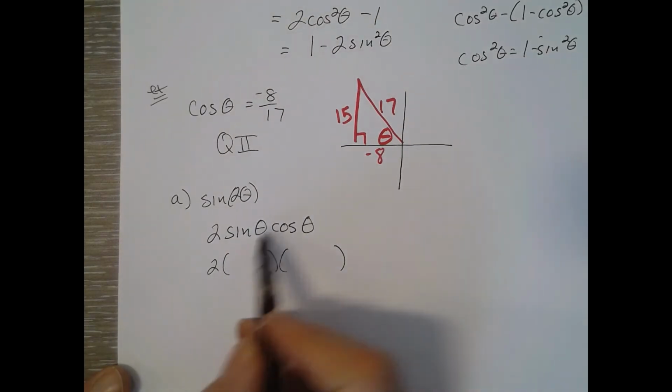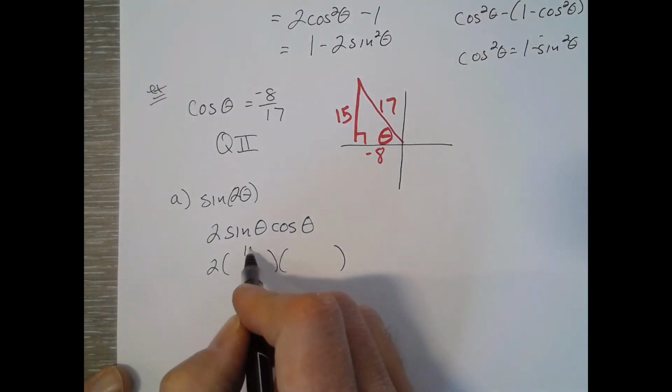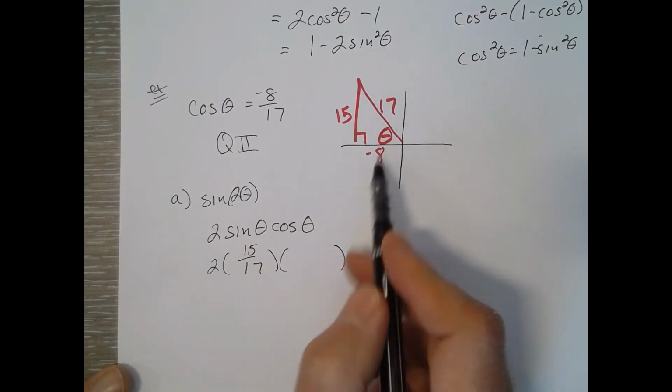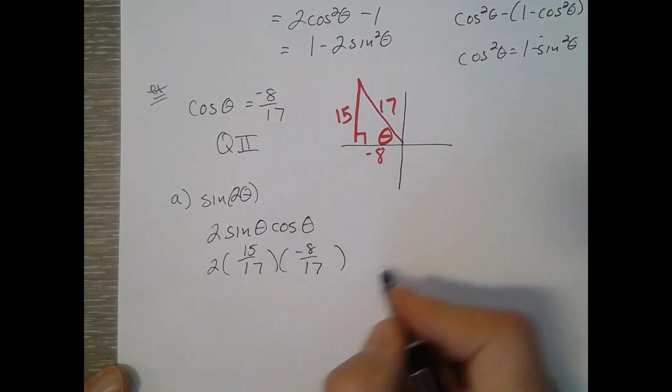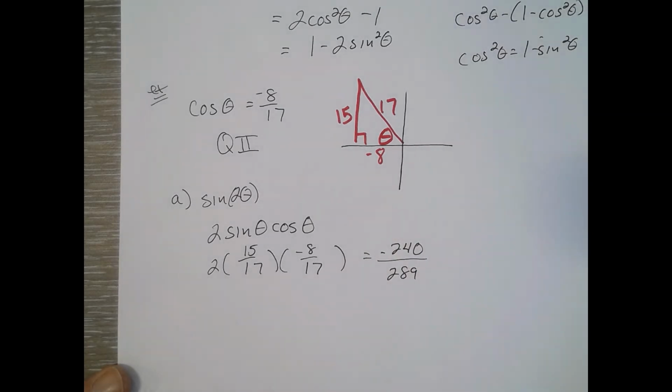So we know sine of theta is 15 over 17. We know cosine theta is negative 8 over 17. So we have negative 240 over 289. Is that simplified? If you use the fraction function, is that what it gives you?